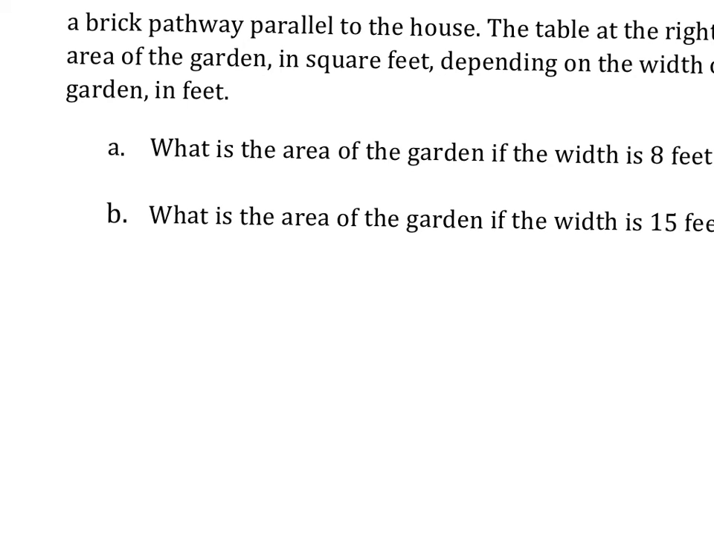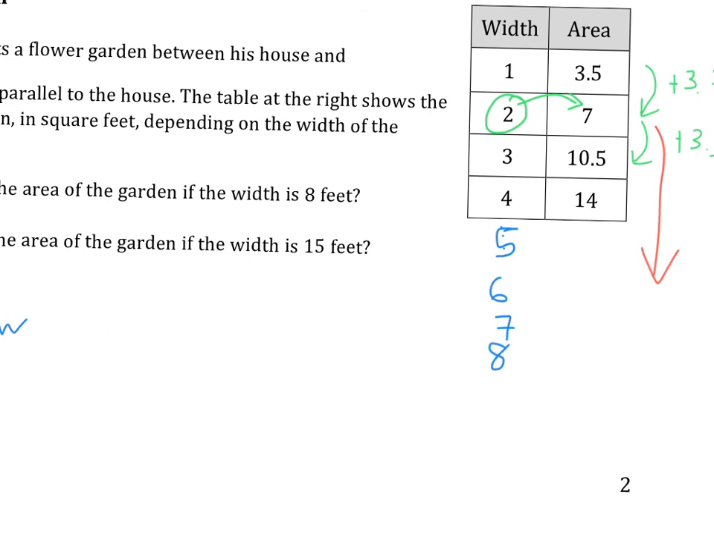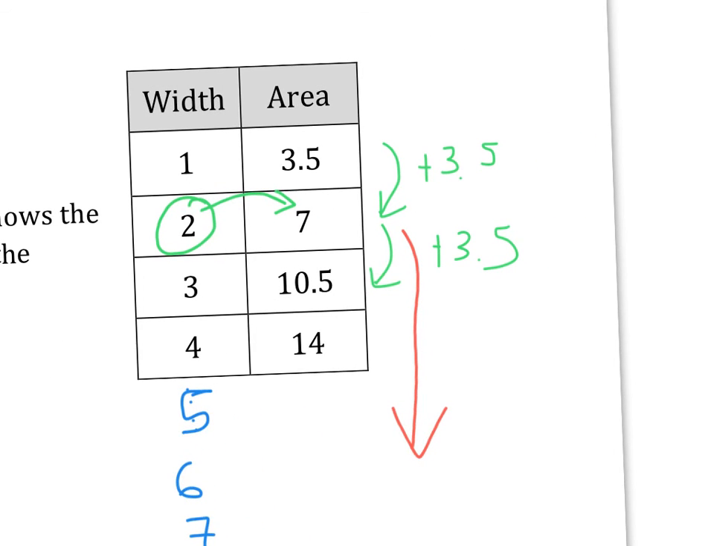Would be something like this. The area is going to be 3.5 times my width. The area is 3.5 times my width. Now that feels like a big jump maybe to get from one place to the other, but that's essentially my process column. How do I get from here to here? Multiply by 3.5.